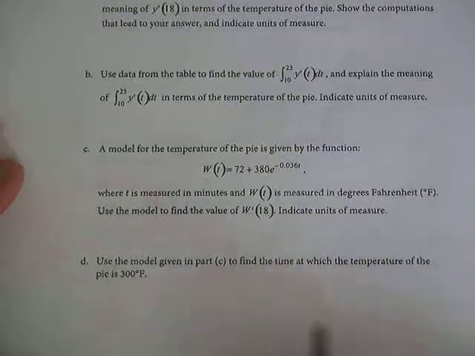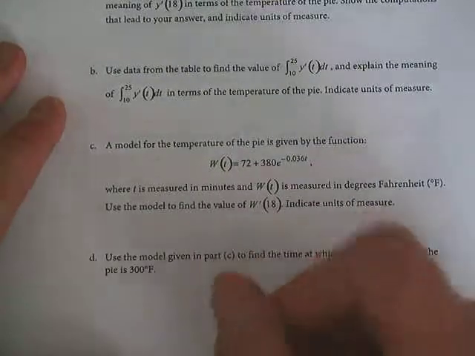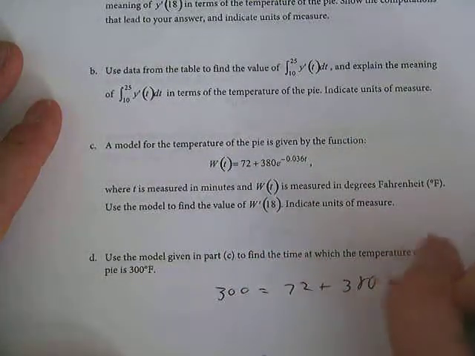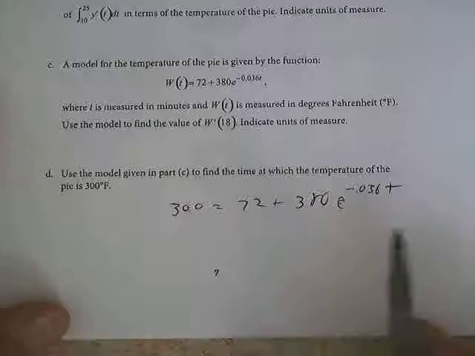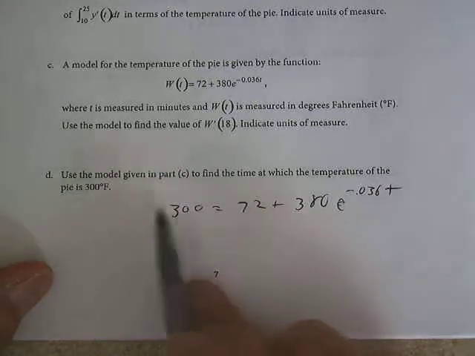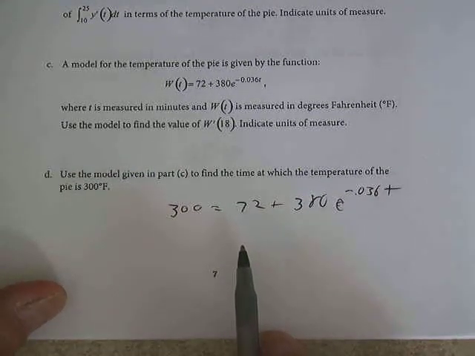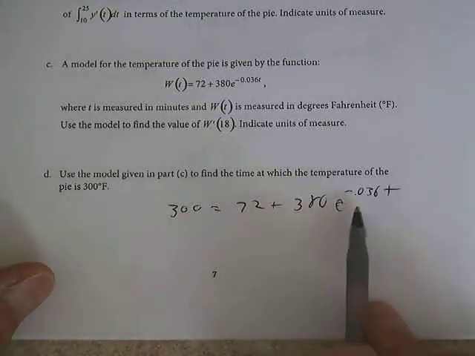In this case, they want to use the model to find the time when the temperature is 300 degrees. And again, the W is just the temperature, so we put in our 300 for our W value. Oh, not the derivative. No, they just want the temperature. When is the temperature 300? This is a temperature equation. W represents temperature. So we just solve this.